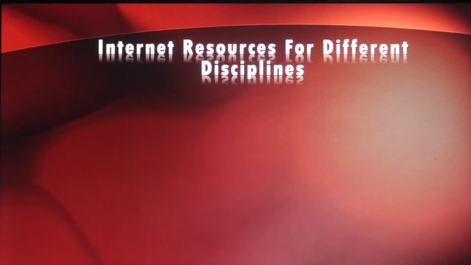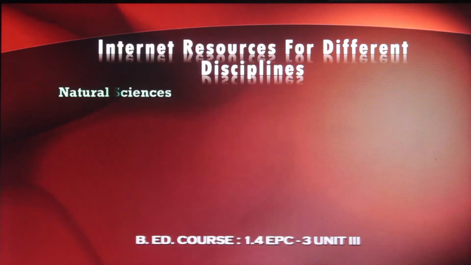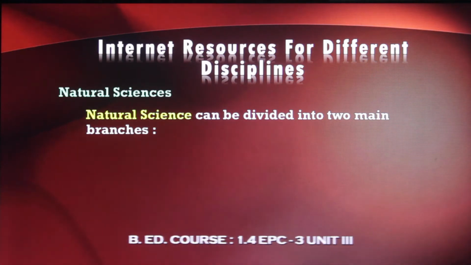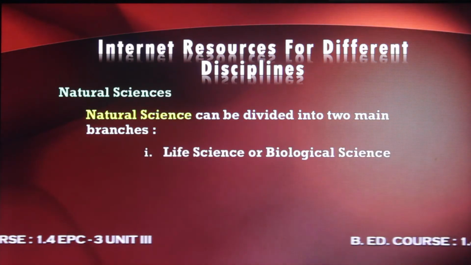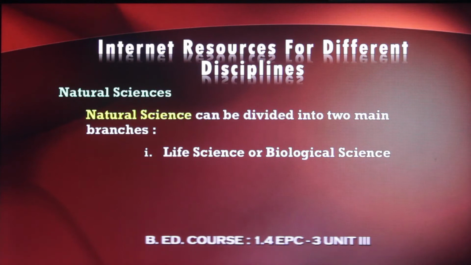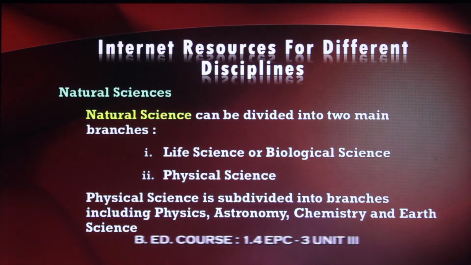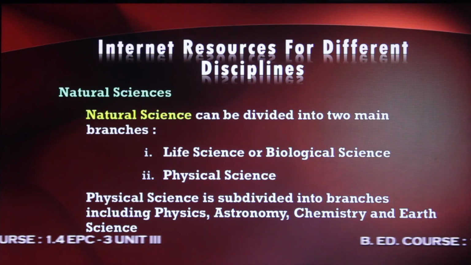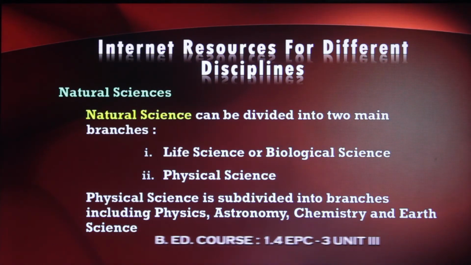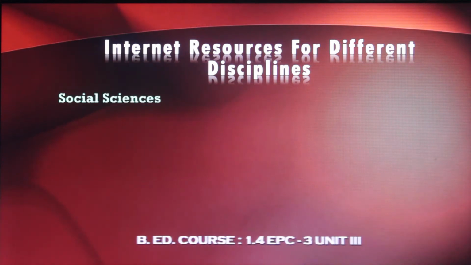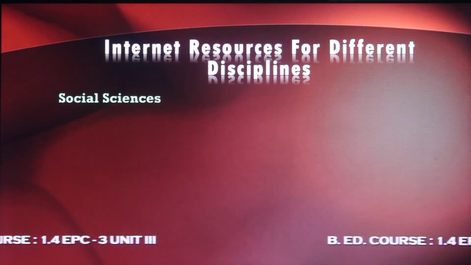Now we come to internet resources for different disciplines. What are those? They are from natural sciences. Natural sciences can be divided into two main branches: the life science or biological science, and the physical science. Physical science is subdivided into branches including physics, astronomy, chemistry and earth science. Now we come to another type of internet resource for different disciplines: the social sciences. What is it?